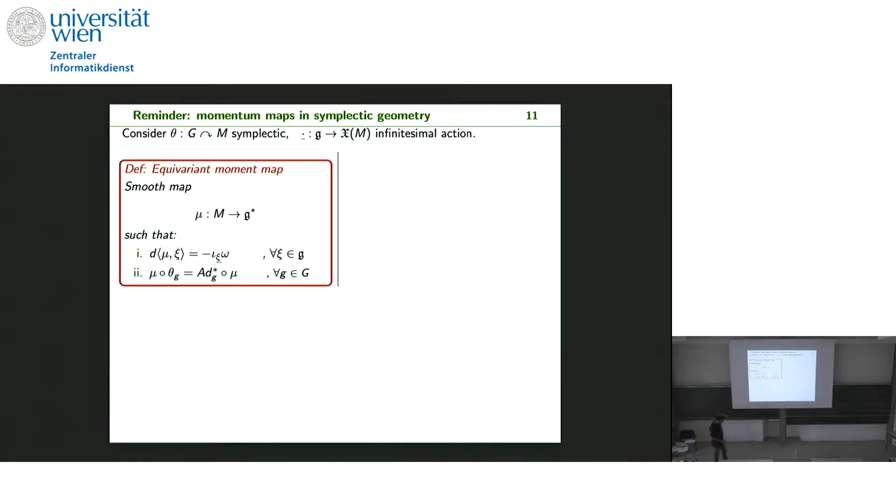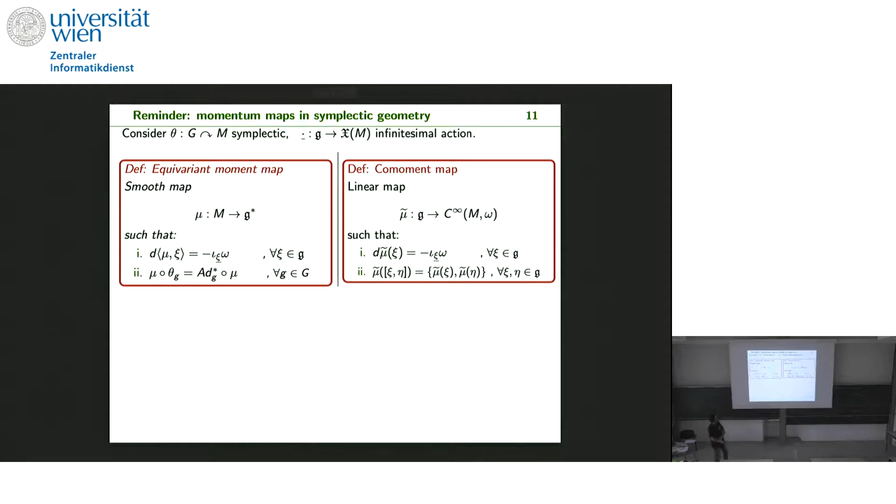But together with this notion, there is also a dual notion called the comoment map, which is a linear map from the Lie algebra to the associative algebra of smooth functions over M, such that, again, it maps elements of the algebra into smooth functions, so into observables, such that the corresponding Hamiltonian vector field is the fundamental vector field. And the third equation tells us that this map is a Lie algebra morphism. So it's a morphism in the category of Lie algebras, because this is clearly a Lie algebra. This is a Poisson algebra, so in particular it's a Lie algebra.